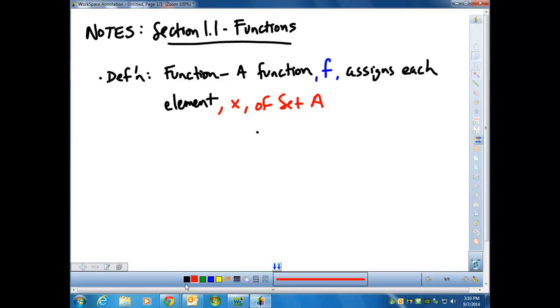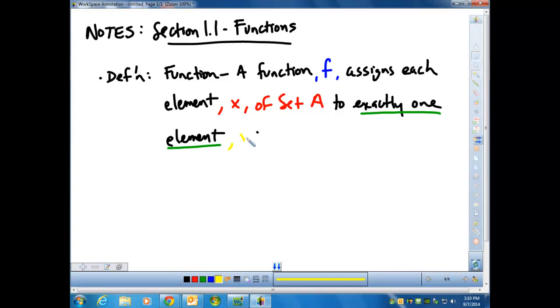to exactly one element, and that's really important. I'm going to come back and hit this again in a second. But exactly one element. I'll explain more what that means in a second. So it assigns each element of set A to exactly one element, and now we're going to call those the y values of set B.